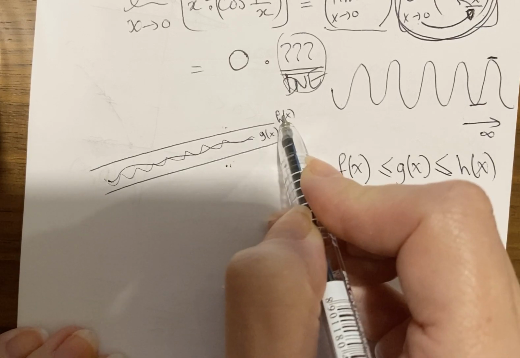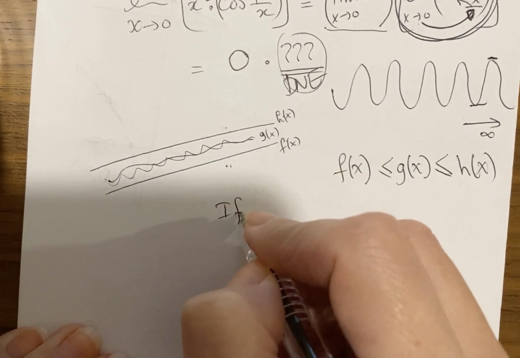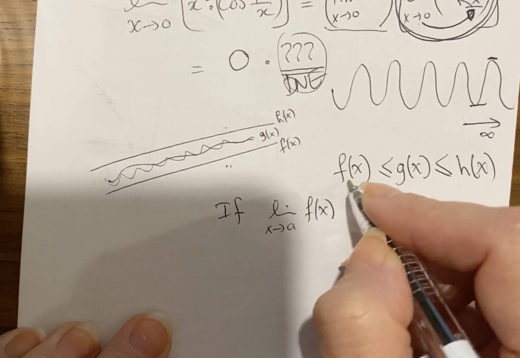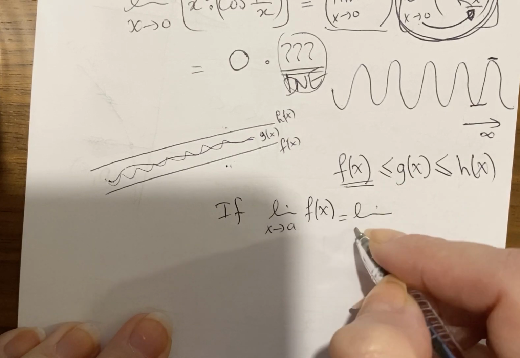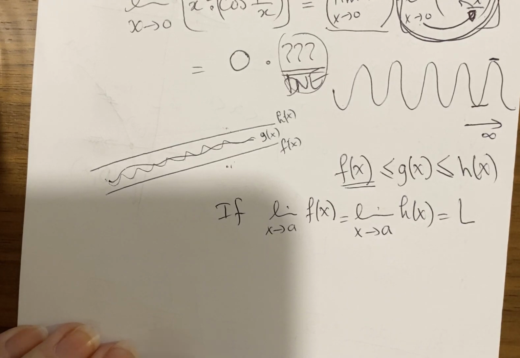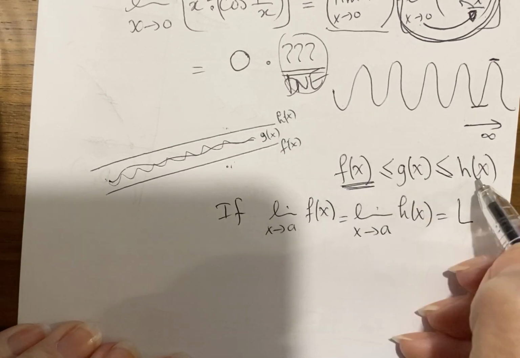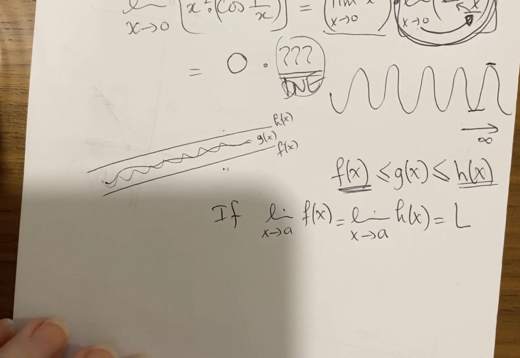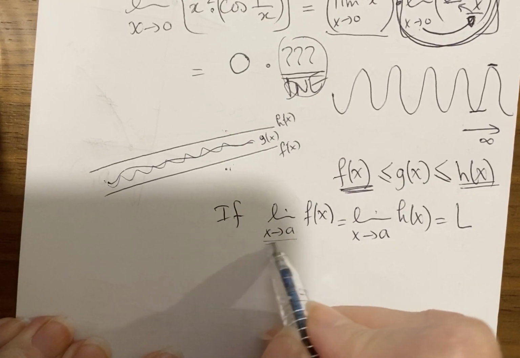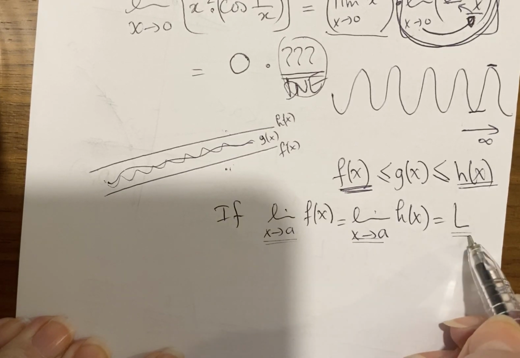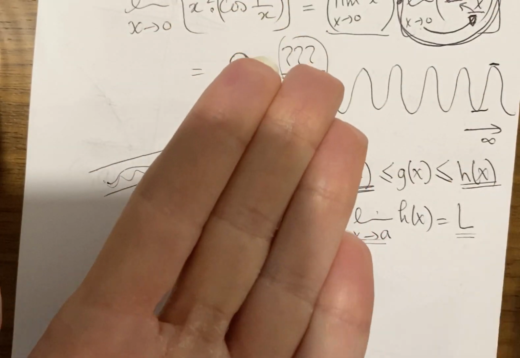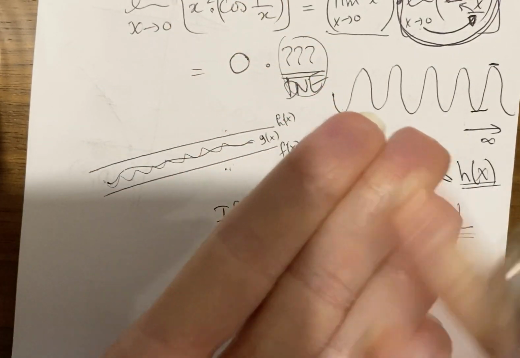Between f and h. The squeeze theorem says if the limit at a number a of f is equal to the limit at a of h to a finite number L. So if this upper function and this lower function have the same limit at a, what does it mean they have the same limit at a? It means around a, they behave exactly the same. Now, I have a sandwich. I have one bun and the upper bun and I have the filling in between.